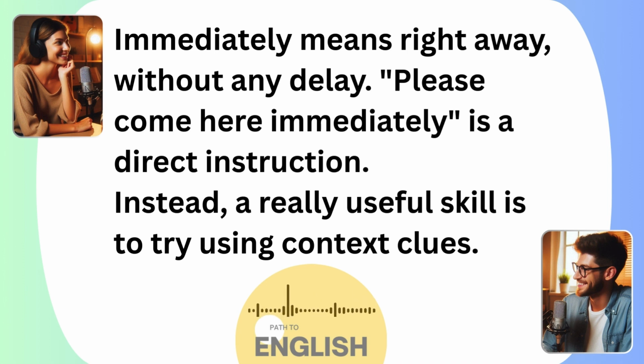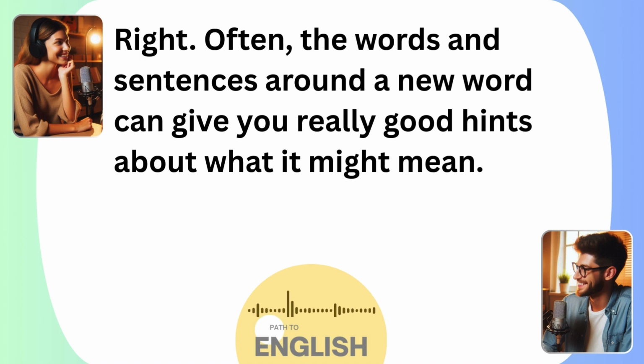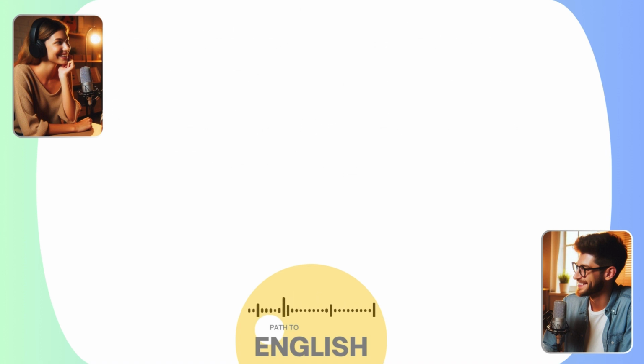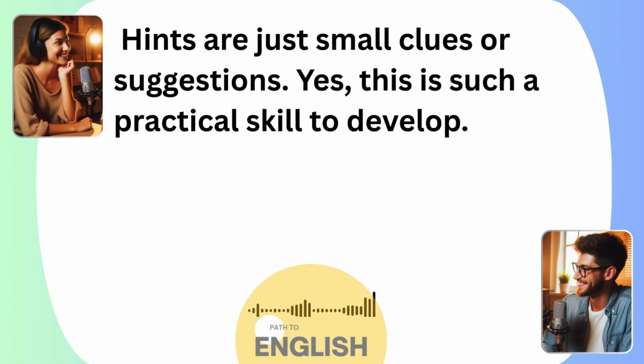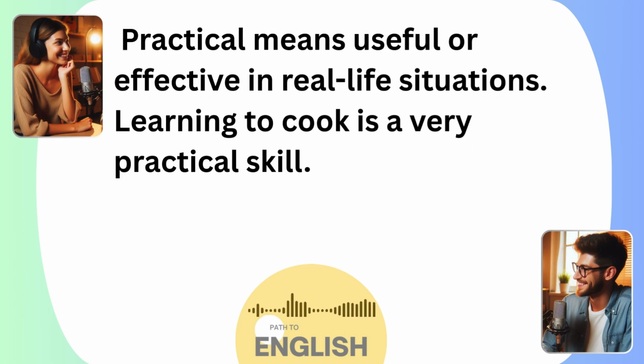Instead, a really useful skill is to try using context clues. These are the surrounding words and sentences that can give you hints about the meaning of a word you don't know. Right. Often, the words and sentences around a new word can give you really good hints about what it might mean. Hints are just small clues or suggestions. Yes, this is such a practical skill to develop. Practical means useful or effective in real-life situations.